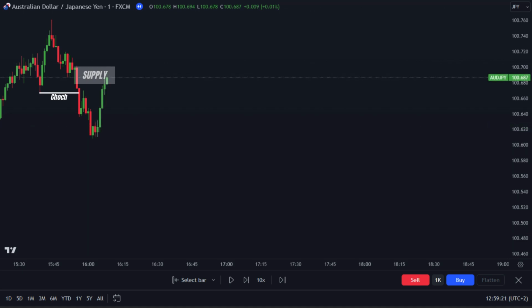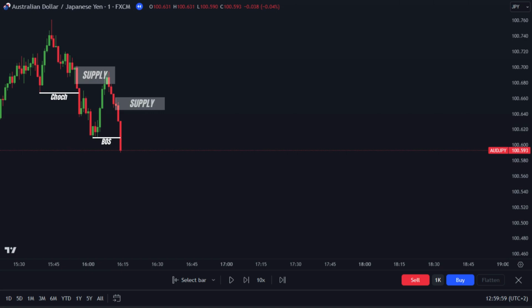We then wait for a pullback and retest. From here, we execute sell orders with stop loss above our supply zone and take profit below the swing low. As expected, price drops and hits our target. Another break of structure suggests the market sentiment remains bearish.